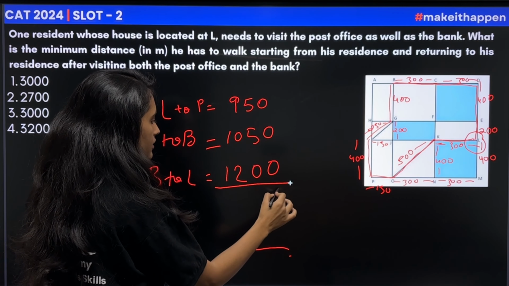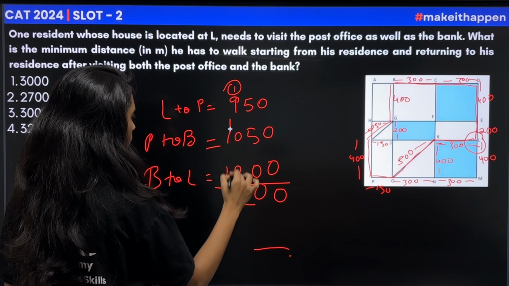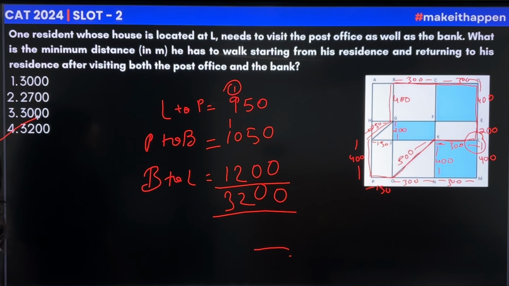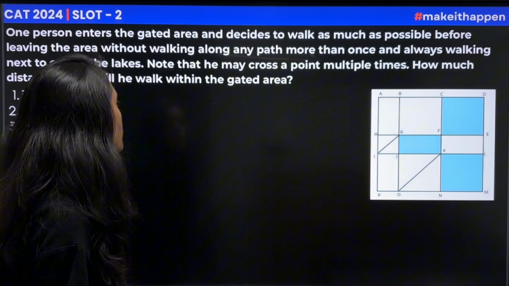Let's calculate the total distance. It turns out to be 3200. So option 4 is our answer. Let's see the next question.